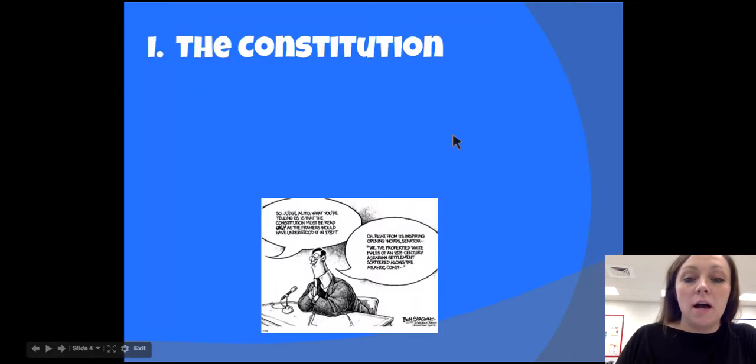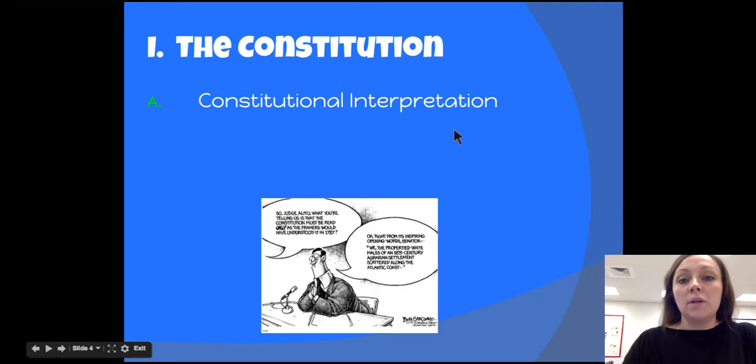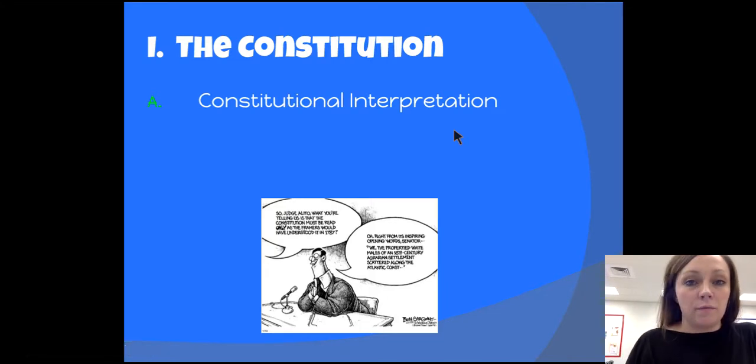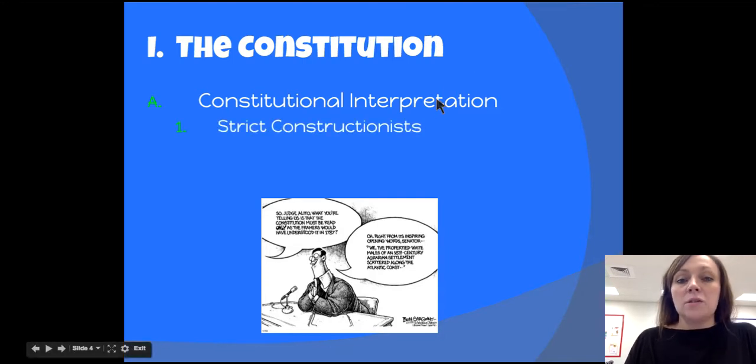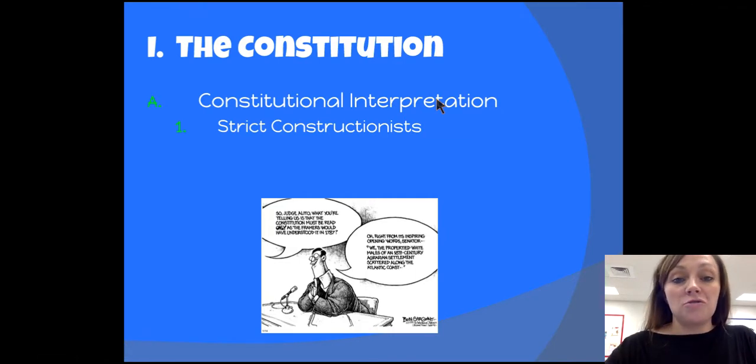So first of all, the Constitution. We want to look at something called constitutional interpretation. Now, all that means is how we interpret the Constitution. There are two different groups, two different schools of thought on constitutional interpretation. The first is a strict constructionist.